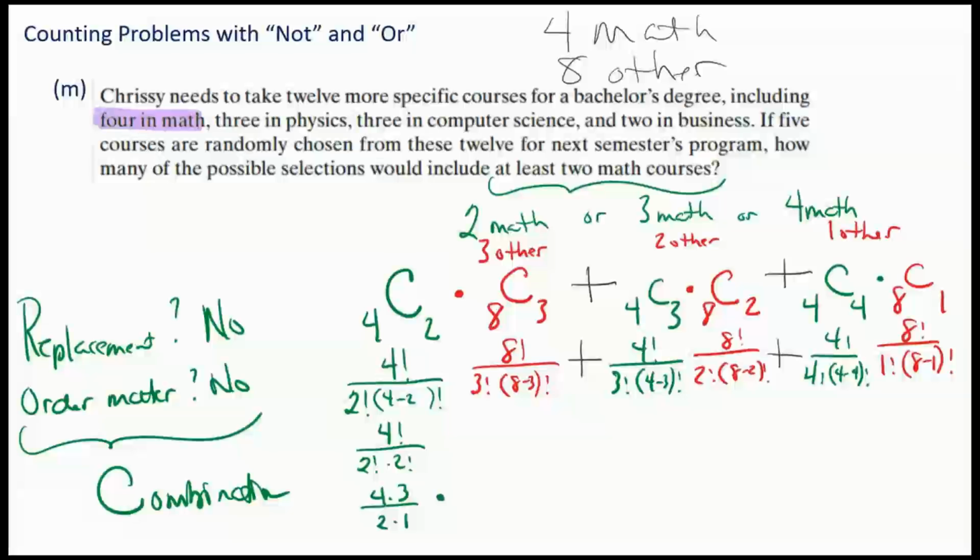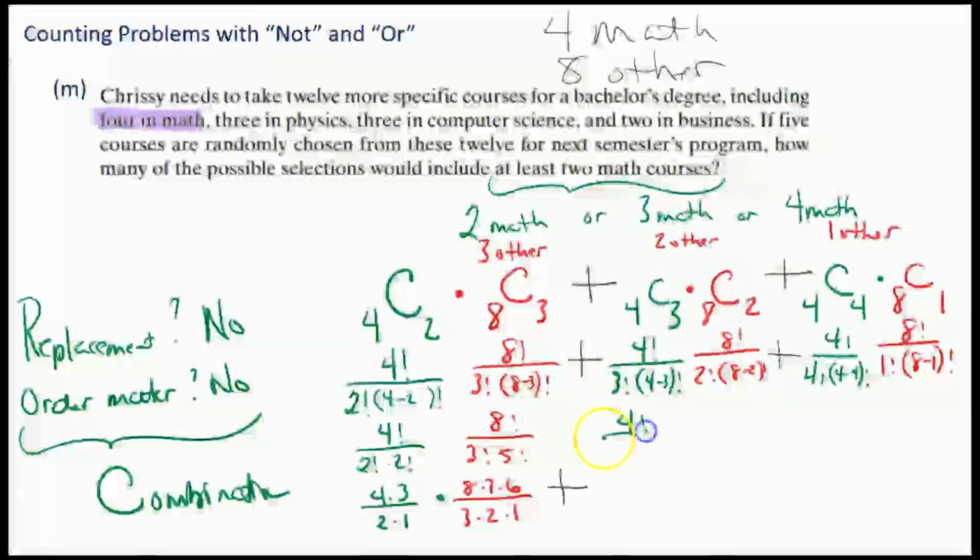Times, in red, right here, that's going to be 8 factorial over 3 factorial. 8 minus 3 is 5 factorial. That's going to be 8 times 7 times 6. The 5 factorials cancel, over 3 times 2 times 1. Plus, lots of simplifying here. Again, you could do this on your calculator as well.